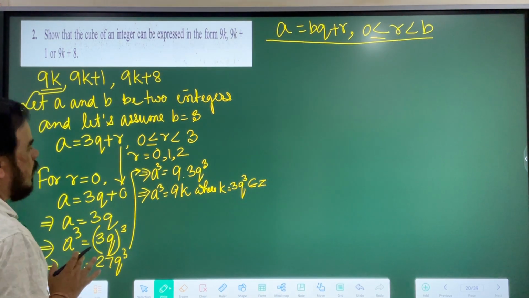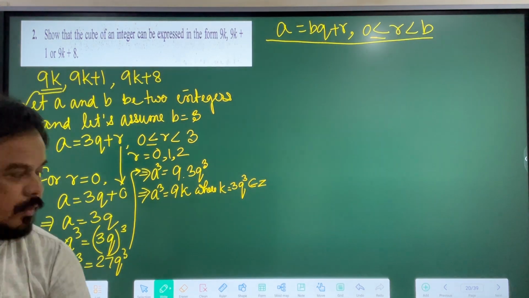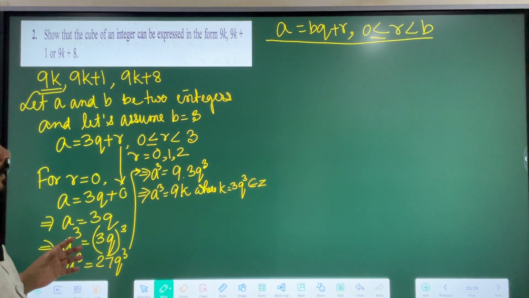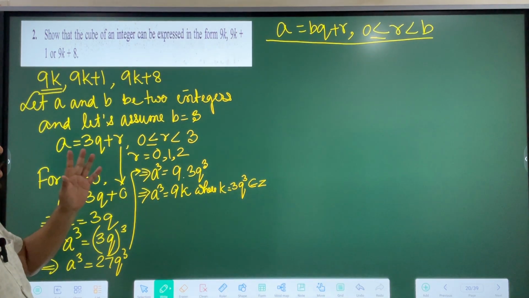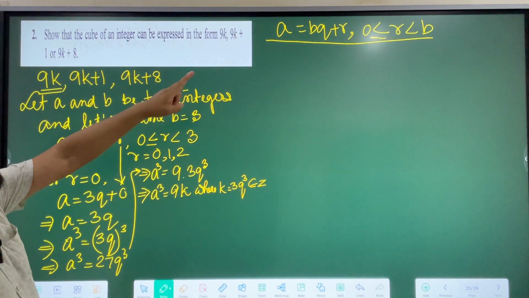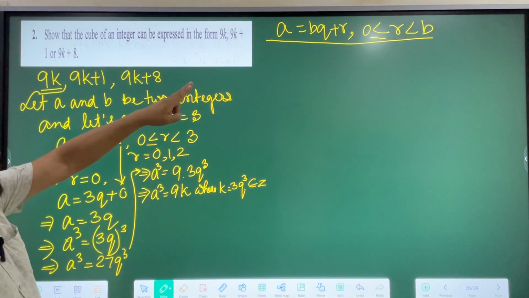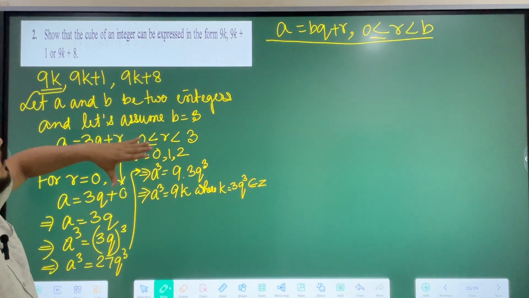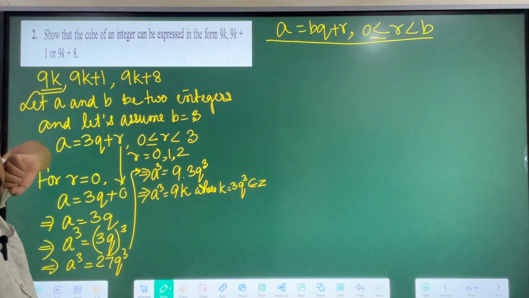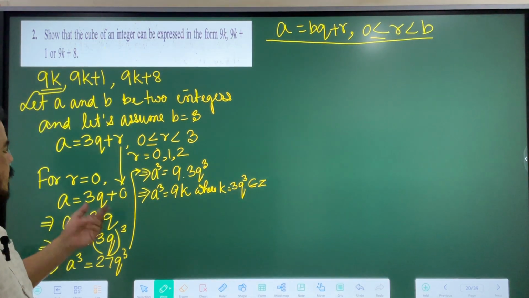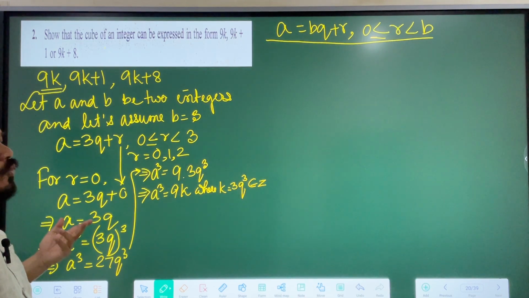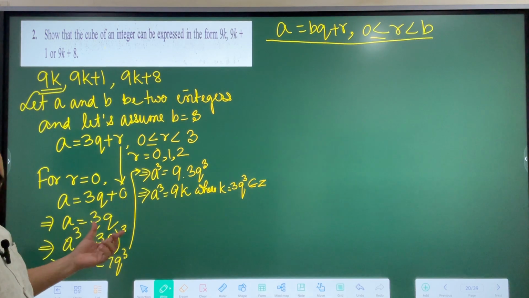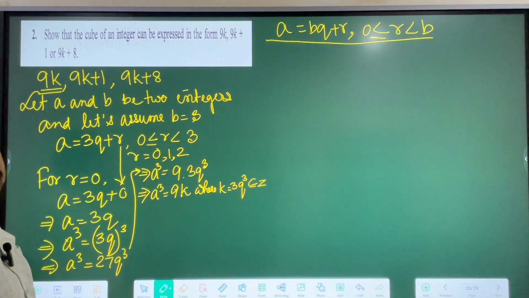Very simple sum. Don't make it complicated, and don't think that this is a hard sum. What is done? You just have to remember this one: a equals bq plus r, and r is greater than or equal to 0 and smaller than b. That much only you have to remember. After that, the whole thing is according to the question. When the question says cube, cube is done. Whatever is told, we just have to follow. Nothing to learn by heart here. So don't think that it is a hard sum.